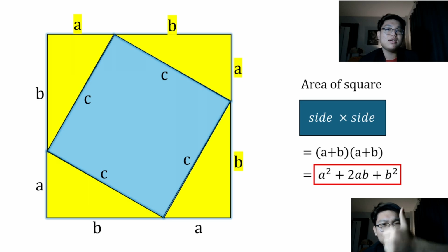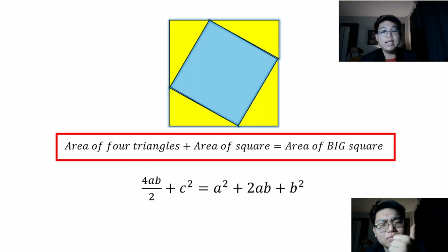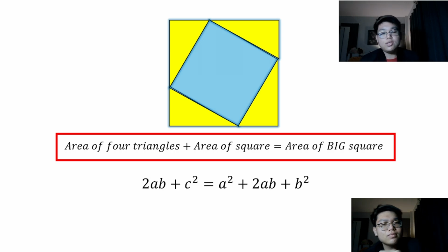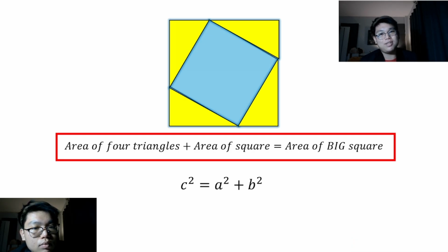So the last step is that you add all of these up, and then you get this equation. You solve the equation: 2AB plus C squared is equal to A squared plus 2AB plus B squared. You cancel the 2AB out from both sides, and voila, you get C squared is equal to A squared plus B squared.